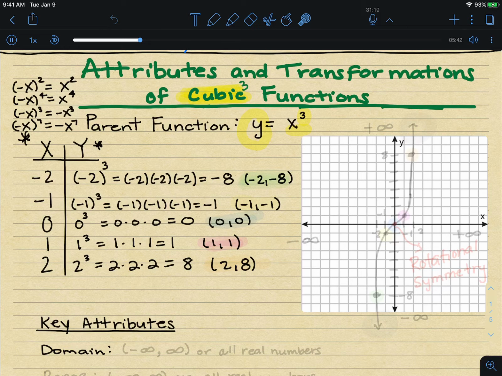So now what I'm gonna do is I'm gonna get these ordered pairs, and I'm gonna go ahead and graph them. Okay, so we're gonna start with the first one, which is this one right here. Okay, I'm gonna graph it. (-2, -8). (-2, -8).